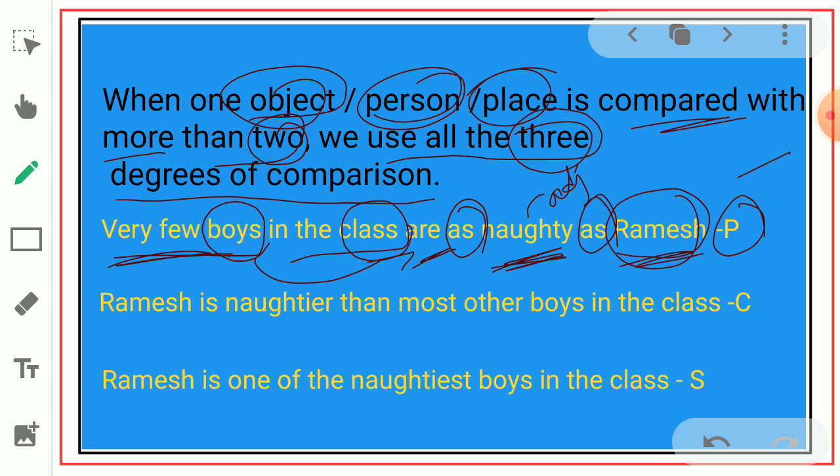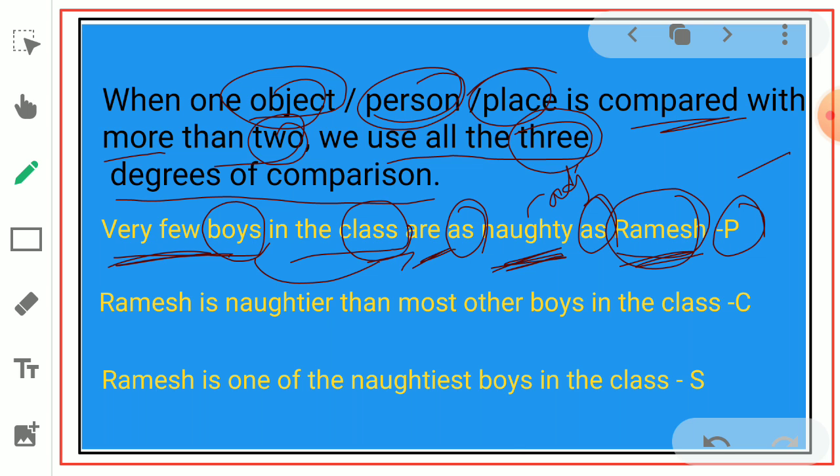There are 30 boys. Among them, I need very few boys, right? So let me take 6 boys. In 6 boys, we have Ramesh, one of them. So how is it? 5 plus 1. 1 is Ramesh and 5 boys are very few. Got it? So what are the qualities? The quality of those boys is naughty behavior, right?